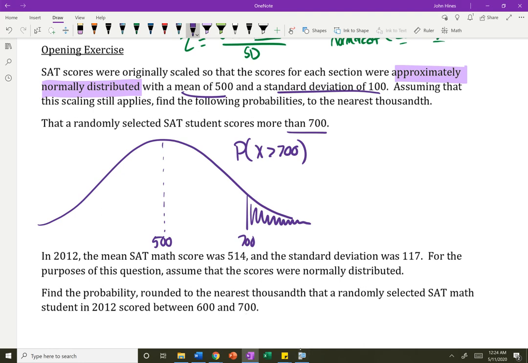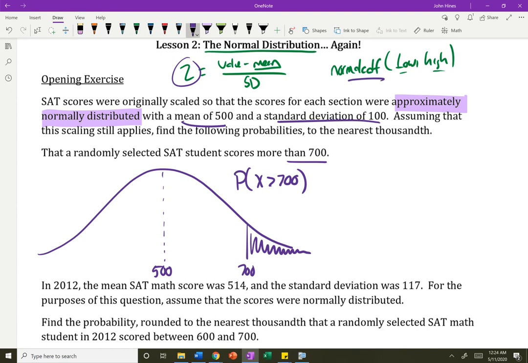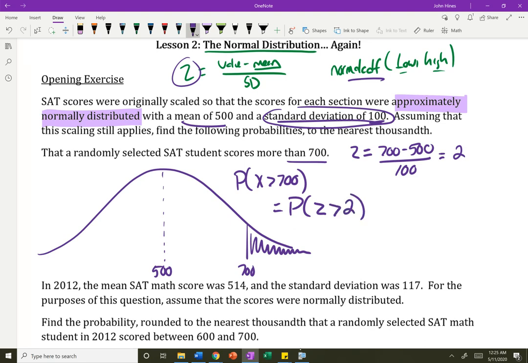Well, the problem is when I go to use normal CDF, I need a z-score. 700 and 500 are great, but I need to standardize them. I need to convert them to z. So let's start by doing that. What does z equal? Value minus mean, 700 minus 500, in terms of the standard deviation. How do I measure the spread of this distribution? Well, the standard deviation is 100. 700 minus 500 is 200, divided by 100 is 2. So I'm really finding the probability that my z-score is bigger than 2. My lower bound is 2, and I'm going on forever to infinity.